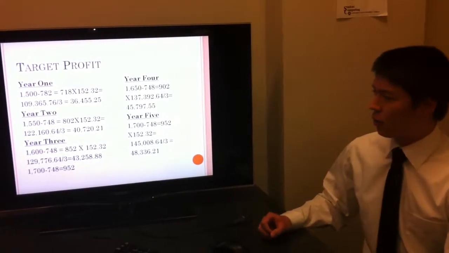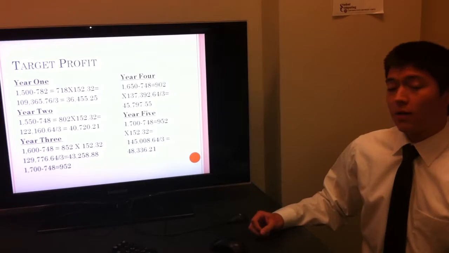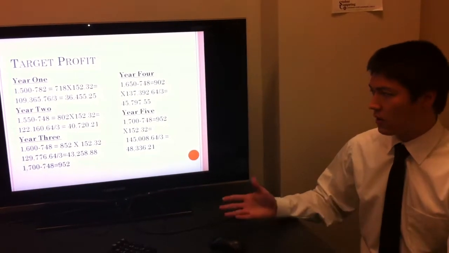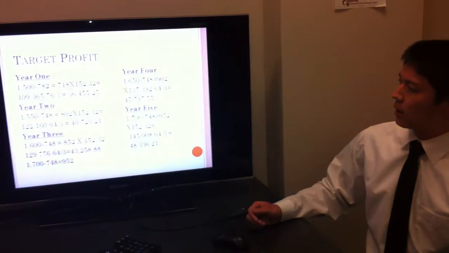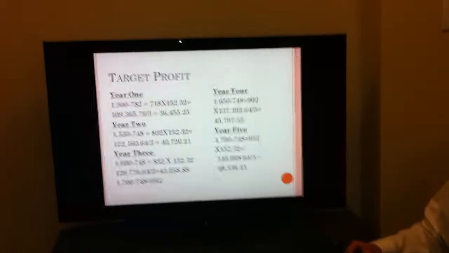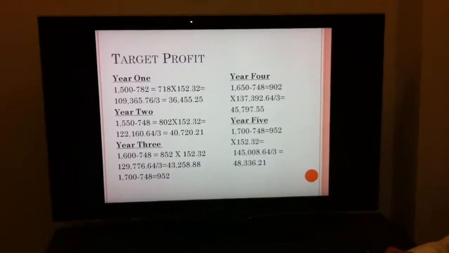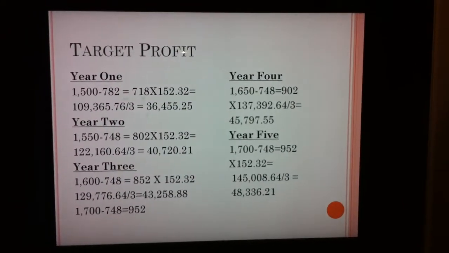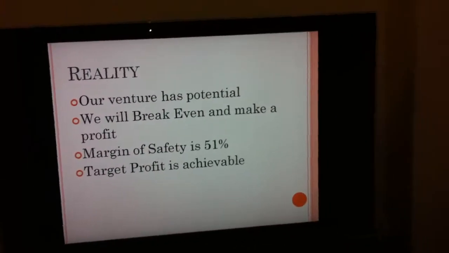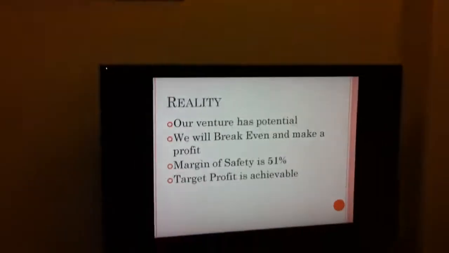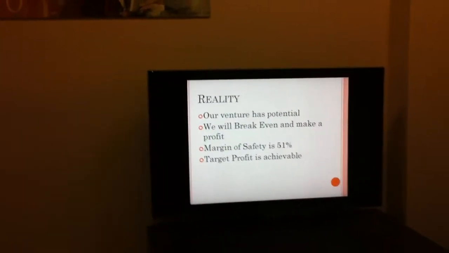We did that for all the rest of the years, and we came out for year 2 with $40,720.21. For year 3, we got $43,258.88. For year 4, we did the same thing as we did in year 1, and we got $45,797.55. And for year 5, we got $48,336.21. Now I'm going to pass it back to Colleen to show us what the reality is for our venture and for our business.